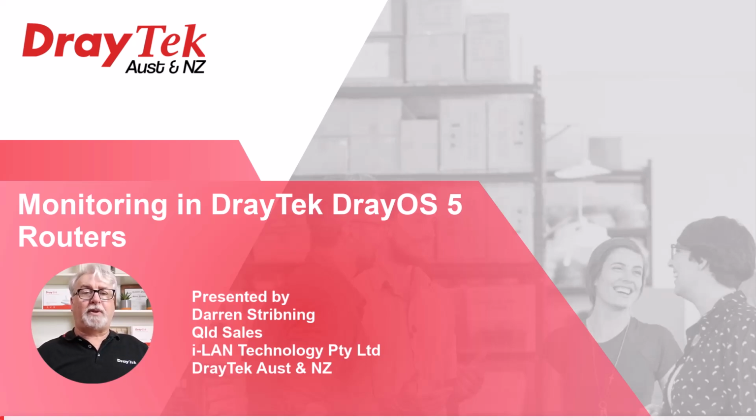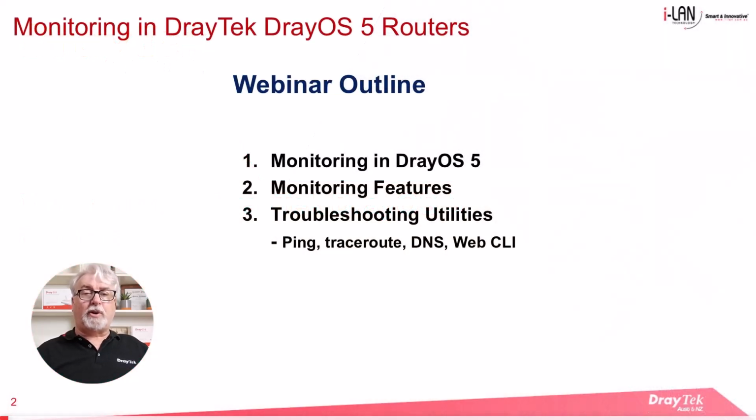Continuing on from our webinar series covering different features in DrayOS 5 routers, today we'll be looking at another standout feature, monitoring the router and network. We'll start by introducing the monitoring section in DrayOS 5, where we'll explain what it is and why it's important. Next, we'll explore the various monitoring features in detail so you'll understand what tools are available and how to use them effectively. Finally, we'll cover some of the built-in troubleshooting utilities, including tools like ping, traceroute, DNS lookup, iperf, and the web CLI. These are especially useful when diagnosing VPN connectivity issues or general network problems.